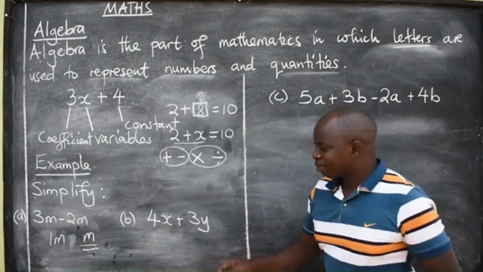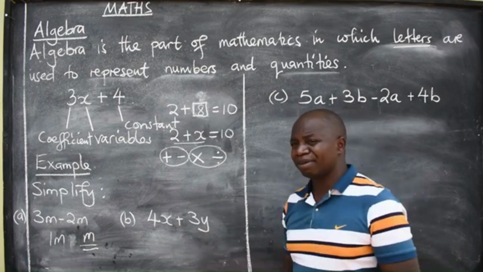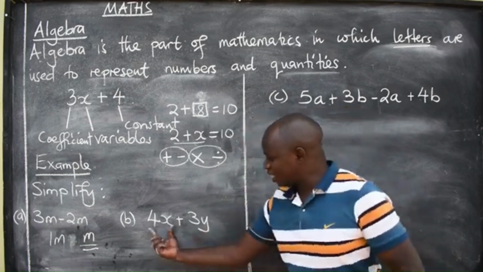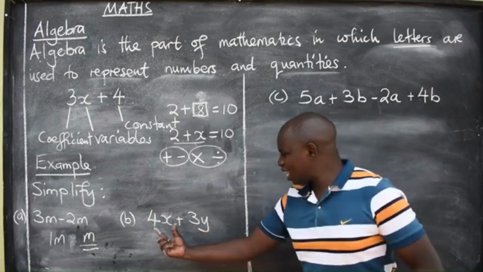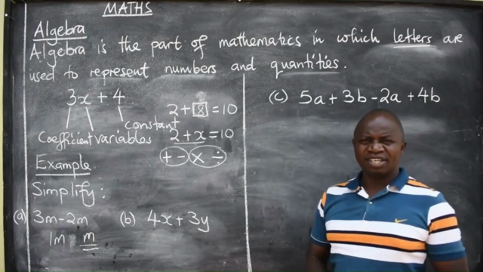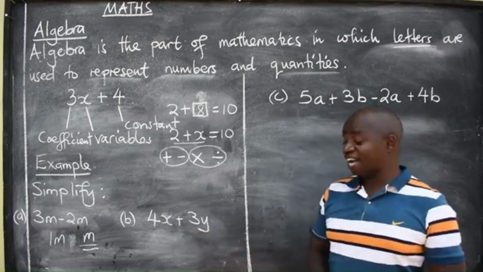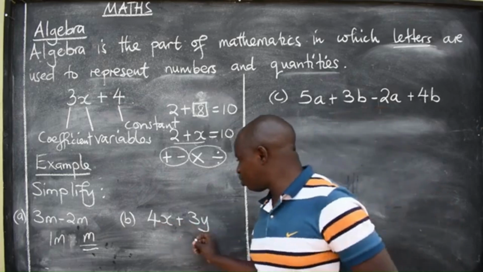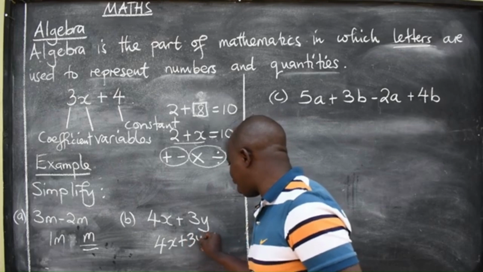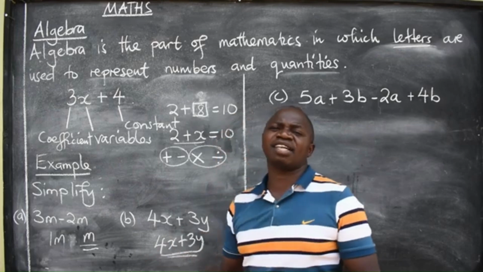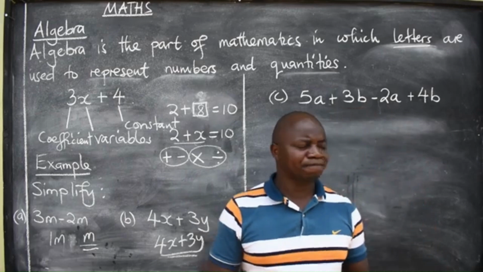We look at B. 4x plus 3y. What is the correct answer here? Well, you look at the terms. I've got two terms, 4x this side, 3y this side. Can these two be added? No. There's x here, there's y here. So I can't add them. The answer will remain the way it is: 4x plus 3y. You can't add things that are not like terms.